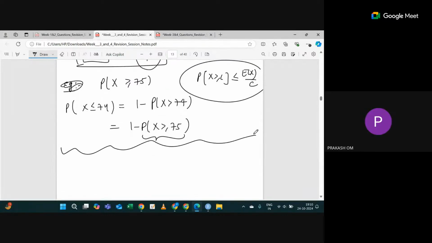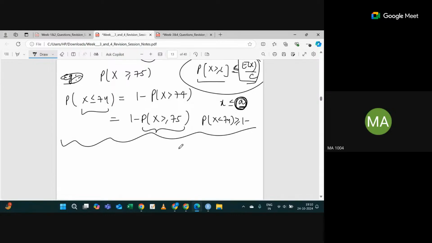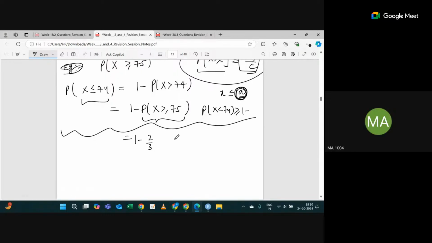Where do we apply the concept of lower bound? Upper bound I understood. In this case you have to apply it. What do I mean when I say x is less or equal to a? This is an upper bound; x can't exceed a. Similarly, this probability can't exceed this part. In the case of a lower bound, it will be something like this: the probability is greater than or equal to 1 minus this part. If you solve this, what do you get? 1 minus 2 by 3, which is 1 by 3. So it will be greater or equal to 1 by 3. Understood?